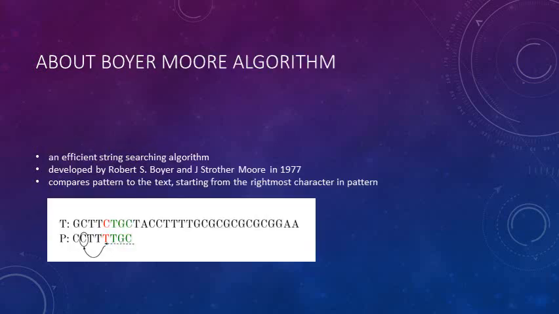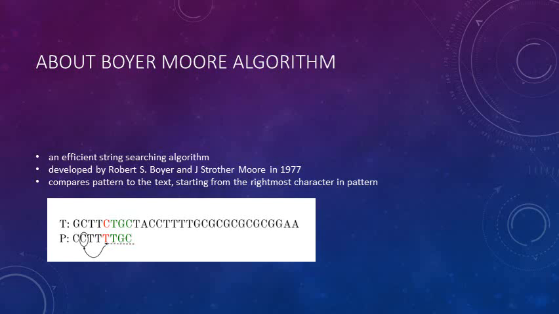For those who are unfamiliar with the Boyer-Moore algorithm, it is an efficient string searching algorithm developed by Robert S. Boyer and J. Strother Moore in 1977. A naive way of searching for the pattern in the text would be by comparing each letter from the pattern against the text and then moving that pattern by one.